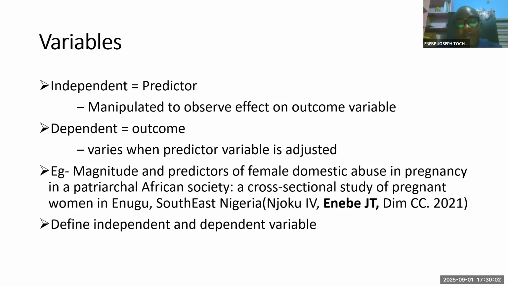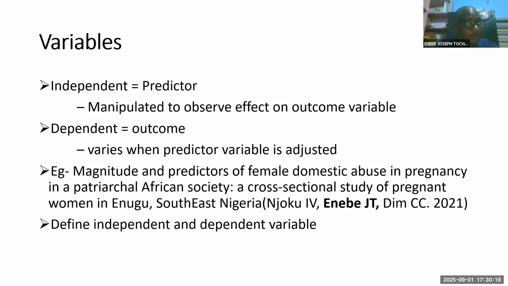So now the outcome variable that we're looking for here is female domestic abuse, who is abused when they are pregnant. So that's the outcome. So what are the things that could tell us more? What are the things that we can vary to get this outcome variable?